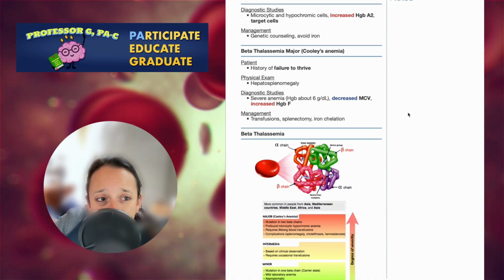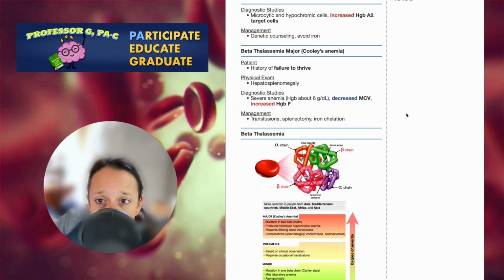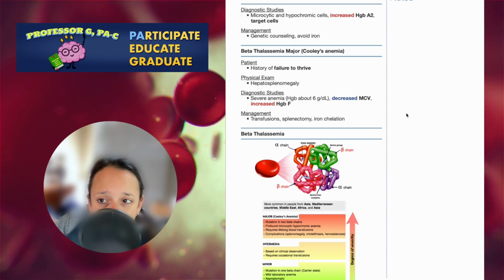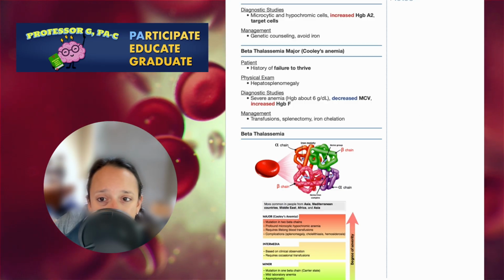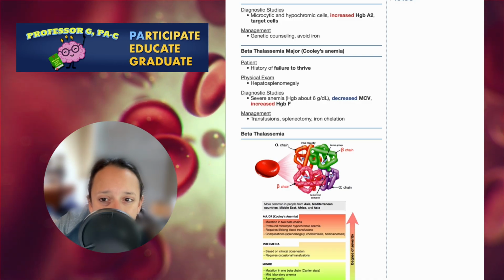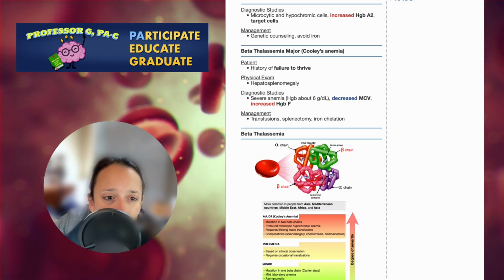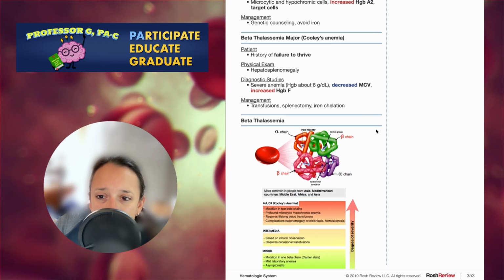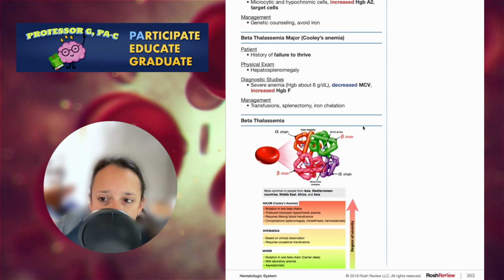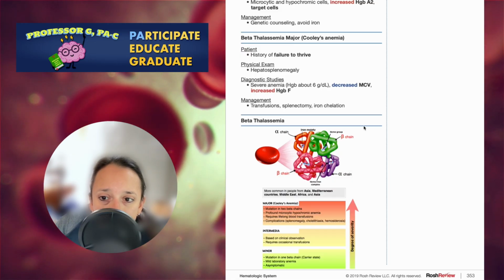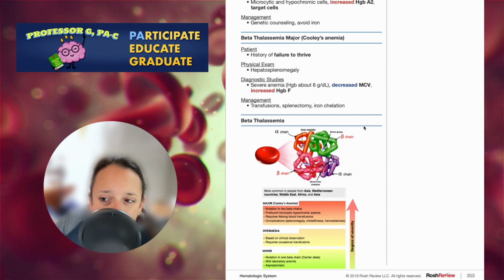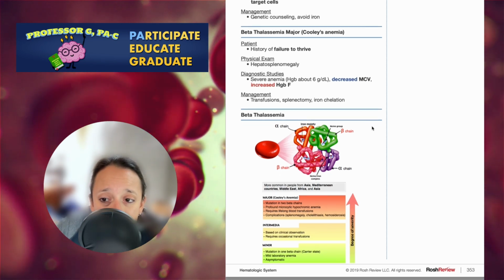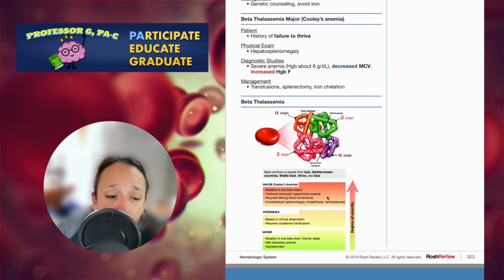These genes are located on chromosome 11, and the severity really just depends on whether one or both of the genes are affected. So there are three main forms. We have beta thalassemia minor trait, which is the mildest form. There's beta thalassemia intermedia, which has two abnormal genes, and they might have moderate anemia but survive without regular transfusions. And then we have beta thalassemia major, Cooley's anemia, which is right here.